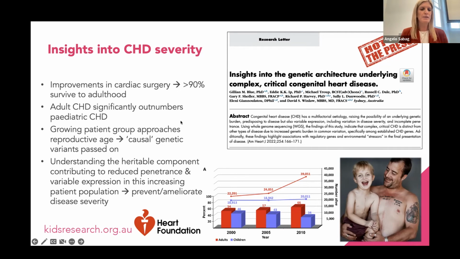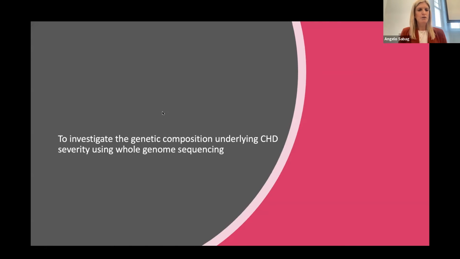And in line with this, there's been a lot of work that really shows this exponential increase in congenital heart disease among the adult population, and that now this significantly outnumbers the pediatric population. So what I wanted to do is try and understand what's causing it. Are there any differences between the severity of the defect so that we could potentially modify the expression of the heart defect, or lessen the effect, or ideally so that these children don't end up having kids with heart defects themselves. So the overarching aim of this work was to investigate the genetic composition underlying congenital heart disease severity using whole genome sequencing.